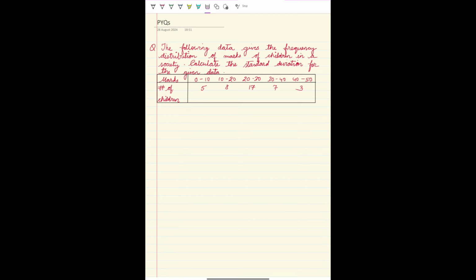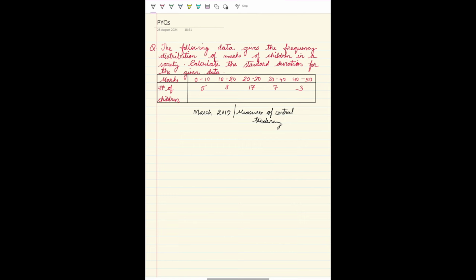Today we are going to discuss a question which was asked in March 2019, and it is from the topic measures of central tendency. This question was asked for 5 marks. Let us first read the question and then we will see how to solve it.